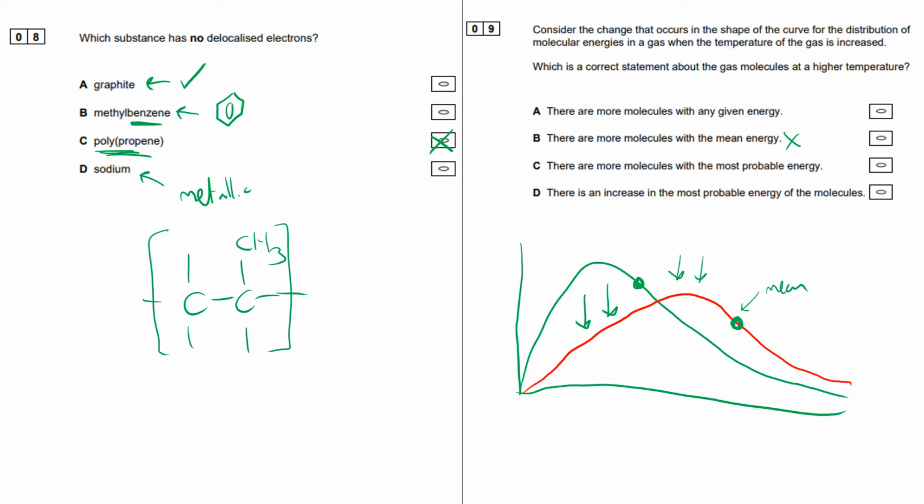Similar to statement B, there are more molecules with the most probable energy. Well, the most probable energy is the top of the peak. And because it gets flatter, there are fewer molecules with the most probable energy. However, there is an increase in the most probable energy. So remember, energy is on the x-axis, number of molecules is on the y-axis. Because the peak moves to the right, the most probable energy is increased. Answer D is a correct statement.